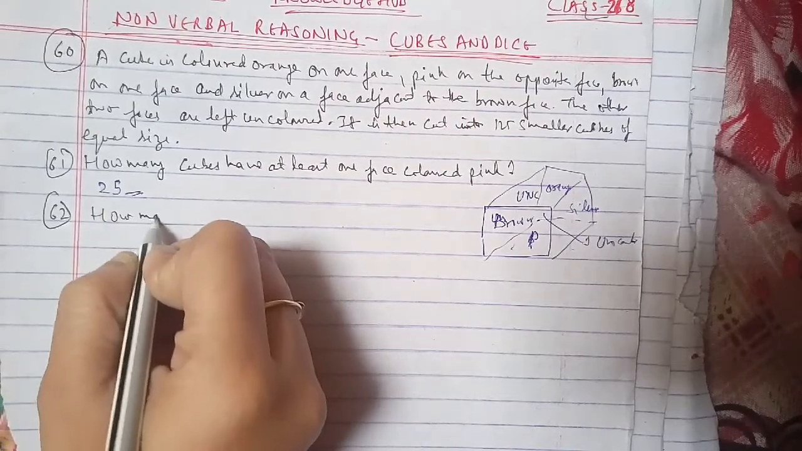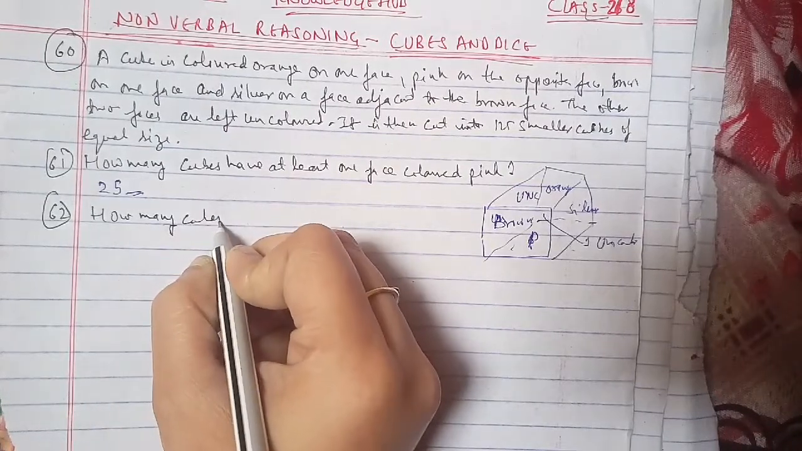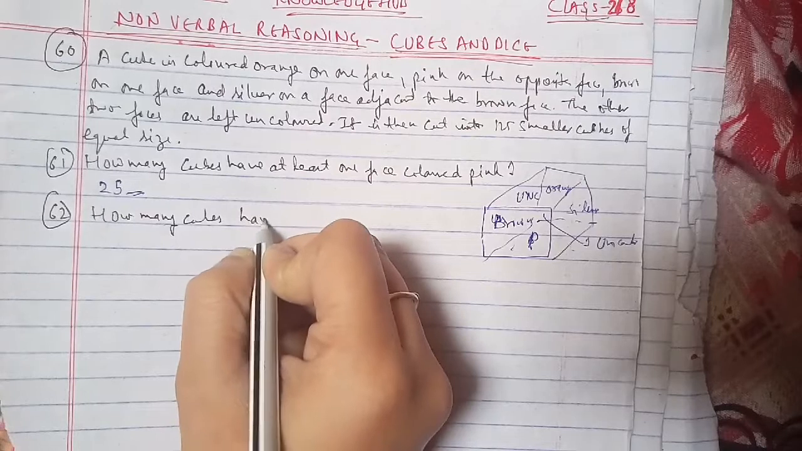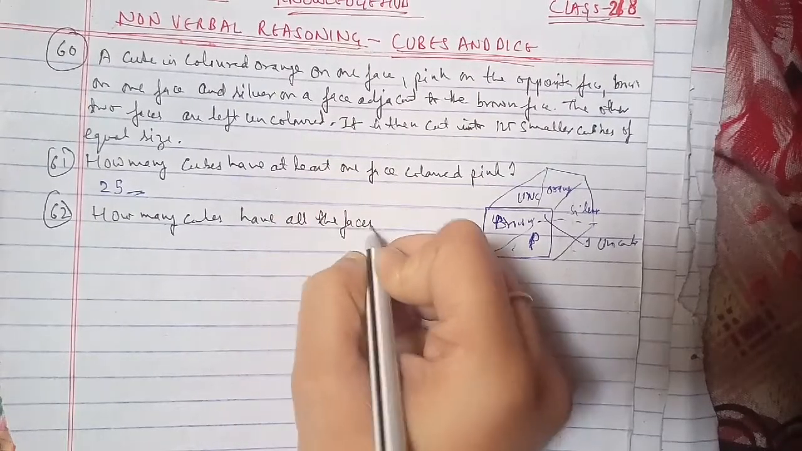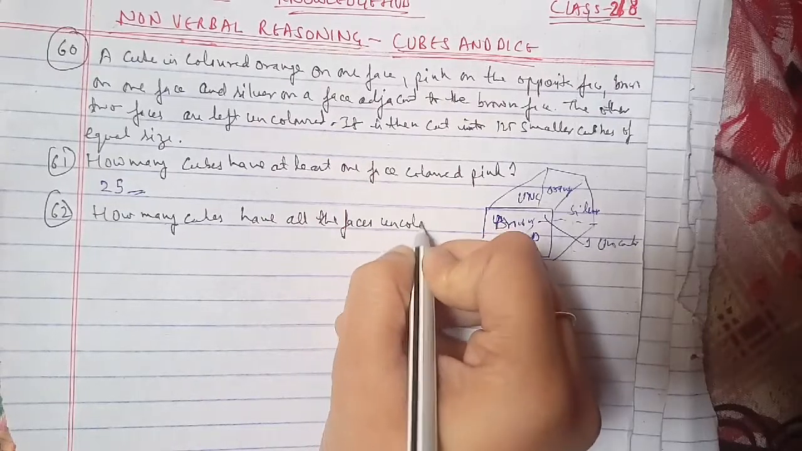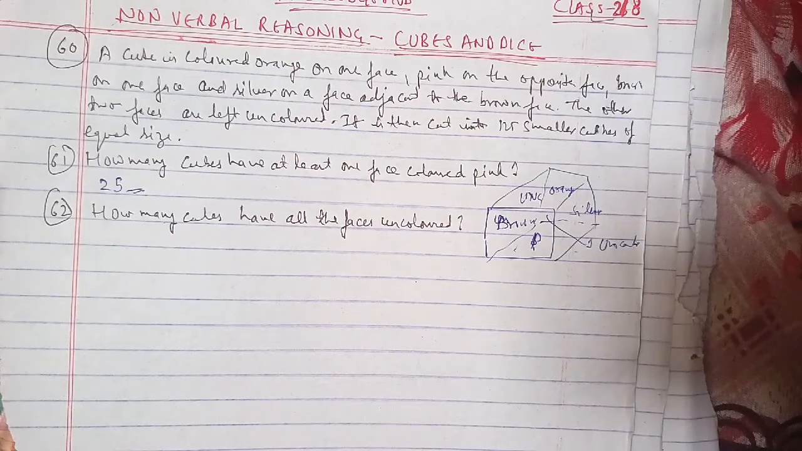How many cubes have all the faces uncolored? This is the question. The options we have are 24, 36, 48, and 64.